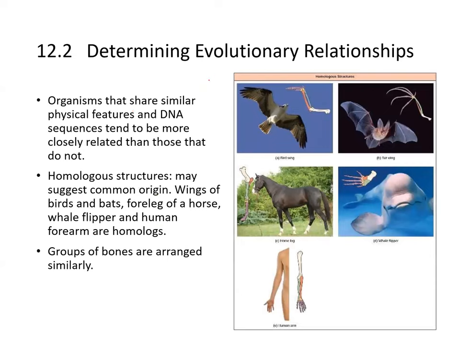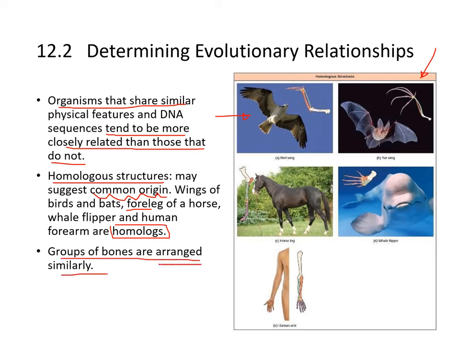And how do we determine evolutionary relationships using this method? Organisms that share physical features and DNA sequences tend to be more closely related than those that do not. There are things we talked about, homologous structures, which suggest common origins. So the wings of a bird and the wings of a bat may have had a common origin because they share similar bone structures. The foreleg of a horse, flipper of a whale, and human forearm are also homologs, because the groups of bones appear to be arranged similarly.